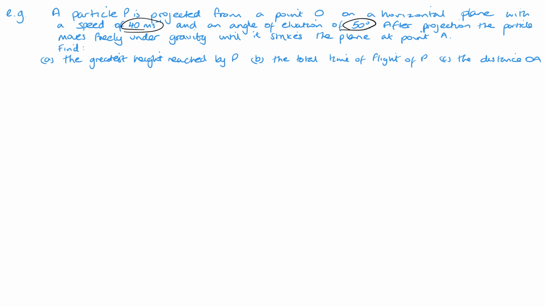Although we probably don't need it in this one, what I'd always suggest doing, on pretty much all mechanics questions, is a quick little sketch. So you can see here, we're going up at 40 meters per second, 50 degrees, and it's going from point O to point A. So this is what's happening. Now I need to split that 40 meters per second up into its horizontal and vertical components.